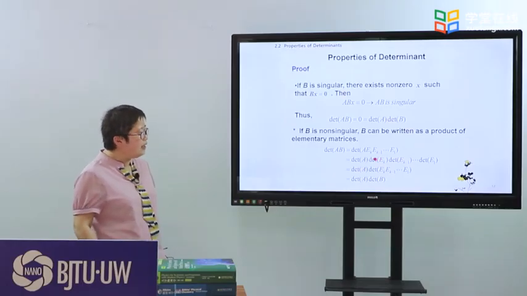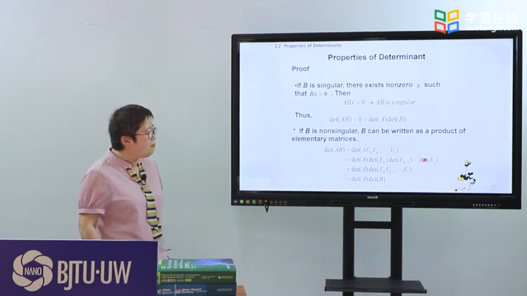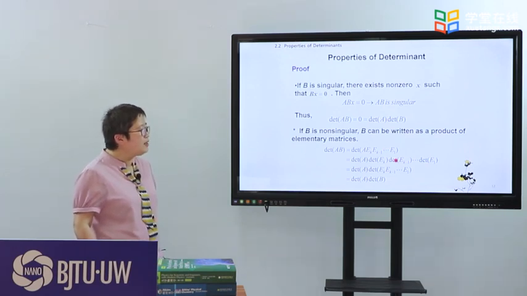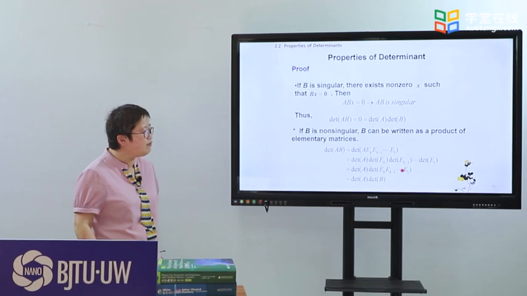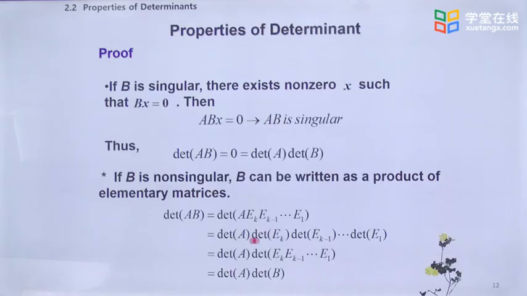And later, you can also write the multiplications of those determinants of elementary matrices equals the determinant of this multiplication of elementary matrices. And this EK minus 1 till E1 is just B, because after these row operations, you can transform B into identity matrix. So B just equals this multiplication. So this is a determinant of A times determinant of B. So from this theorem, we show that for arbitrary two square matrices, determinant of AB equals determinant of A times determinant of B.